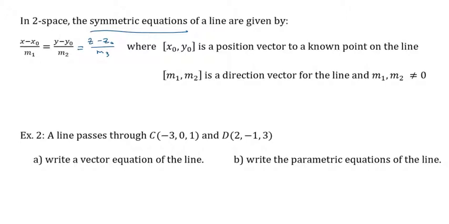So we got a line that passes through 2 points. Write the vector equation of the line. What do we need for a vector equation of a line? We need a position vector and a direction vector. So how do we get each of those things when we're given 2 points? We saw an example of this, but it was in 2 space.